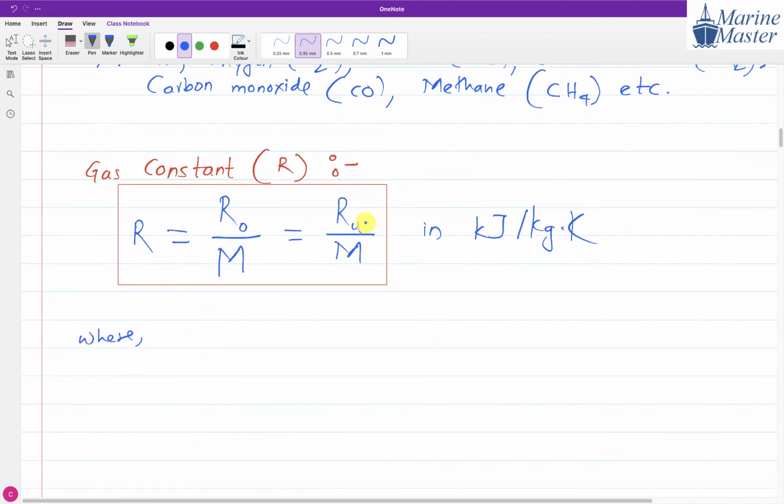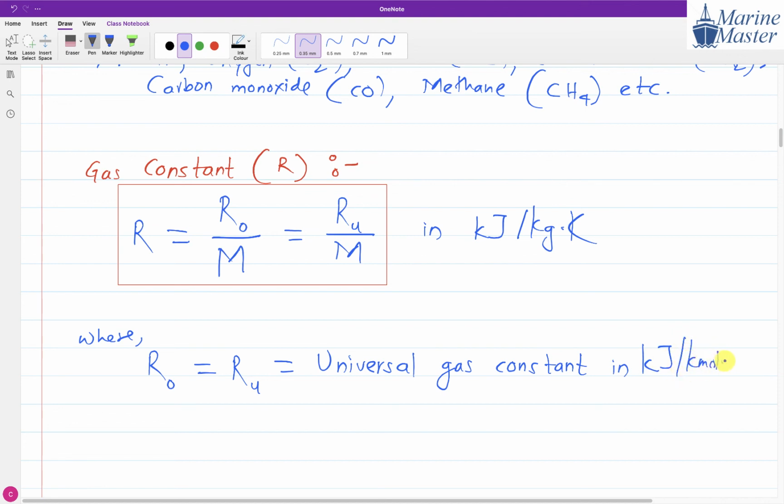So what is meant by RO or RU? Sometimes in exam questions they denote RO, sometimes RU, and both have the same meaning. RO or RU means the universal gas constant, and its unit is kilojoule per kilomole Kelvin.